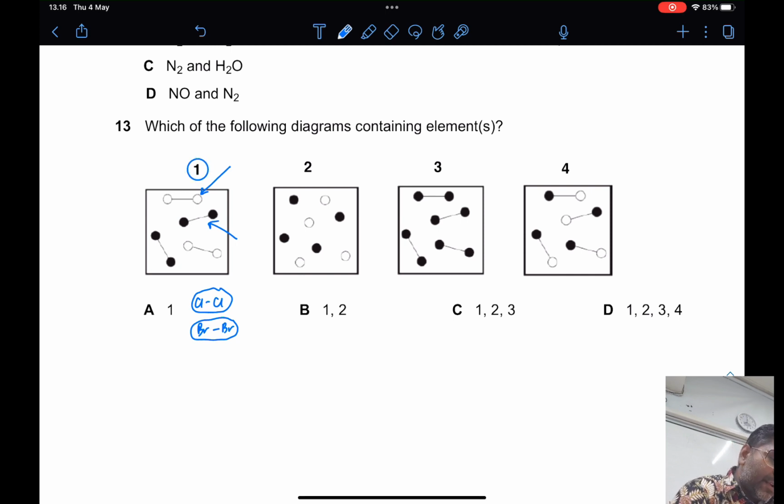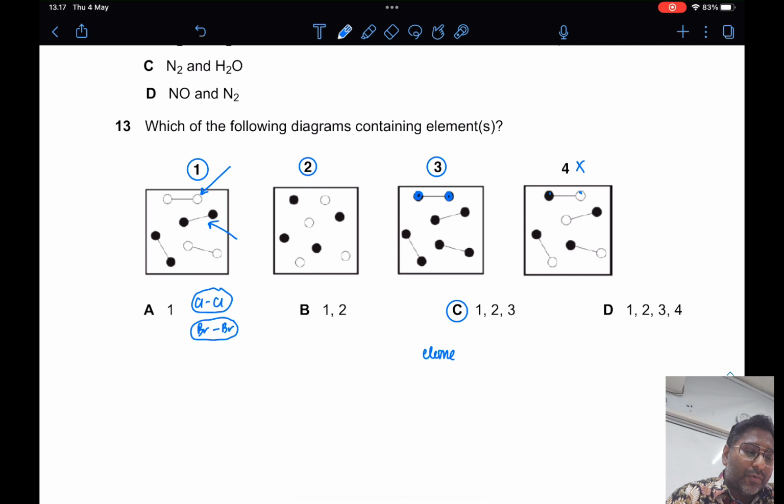So number 1 is correct. Number 2, yes, definitely is going to be correct. Element is going to be atom of the same element. And even this one, number 3, is also correct. So although it's a molecule, it contains the same elements, so they are going to be considered to be elements. Element and element. So number 4 is incorrect, because different elements joined together are going to be compounds, so we don't call them elements anymore. So it's going to be 1, 2, and 3.